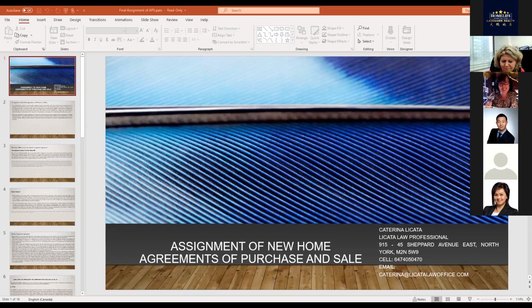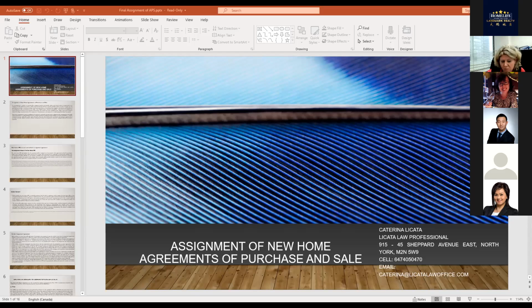Hi, I have a question. When we draft the agreement for assignment, does the assignment fee most often include the HST, or do we charge it on top of that to the assignee? Inclusive. Inclusive, okay. Usually it's inclusive.